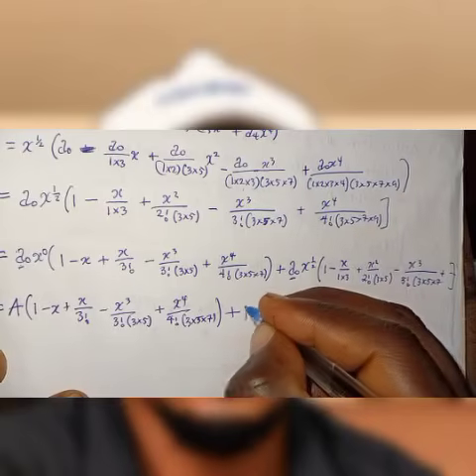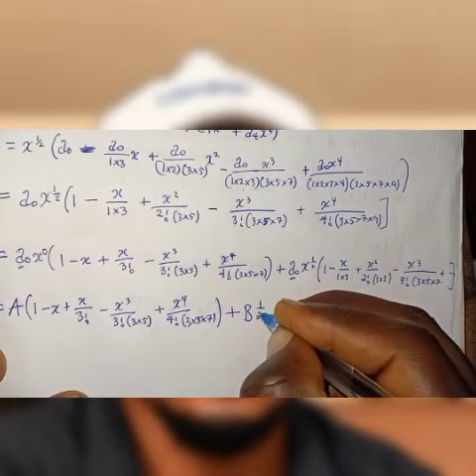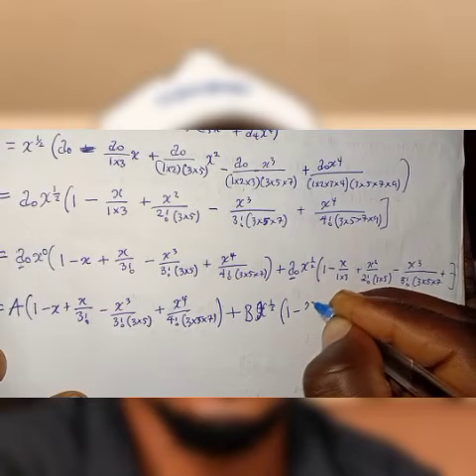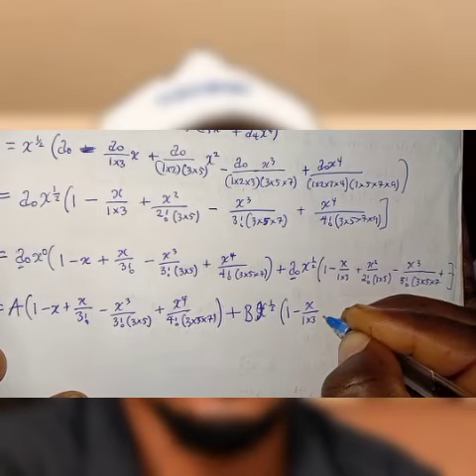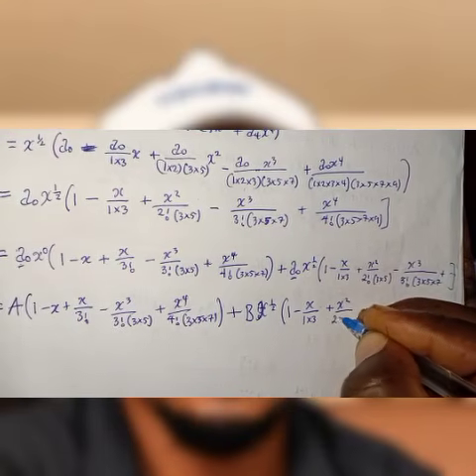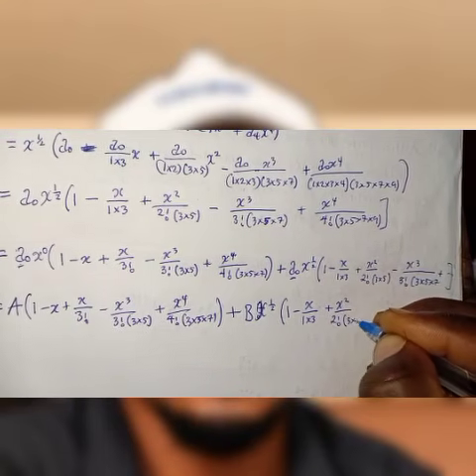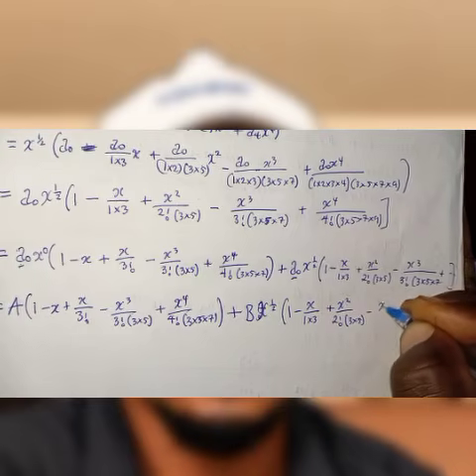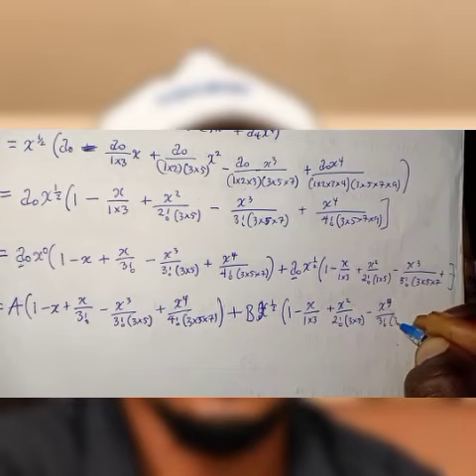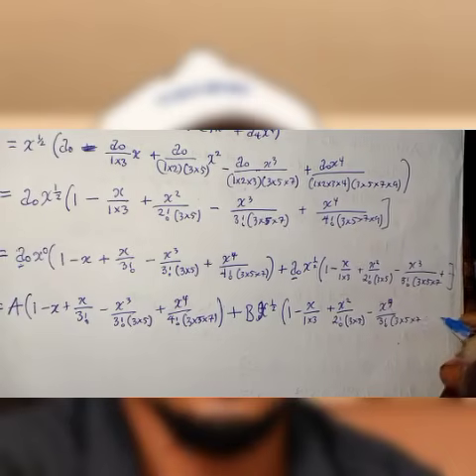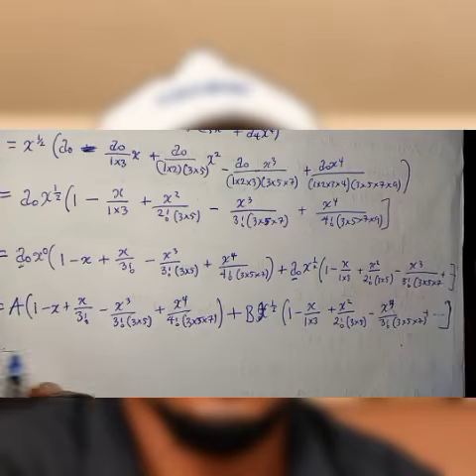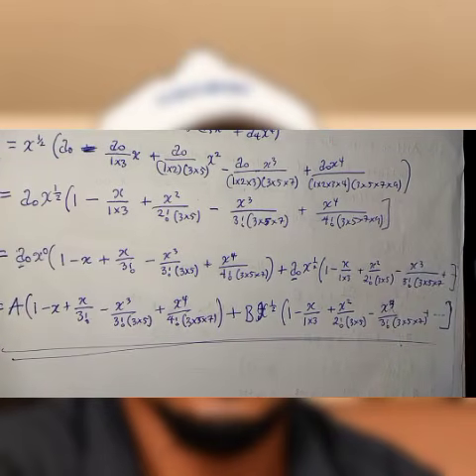Now this one we put as b, 1 over 2, x raised to the power 1 over 2, 1 minus x over 1 times 3 plus x squared over 2 factorial multiplied by 3 times 5 minus x cubed over 3 factorial multiplied by 3 times 5 times 7 plus you write the x4 for that. So this is our final answer.